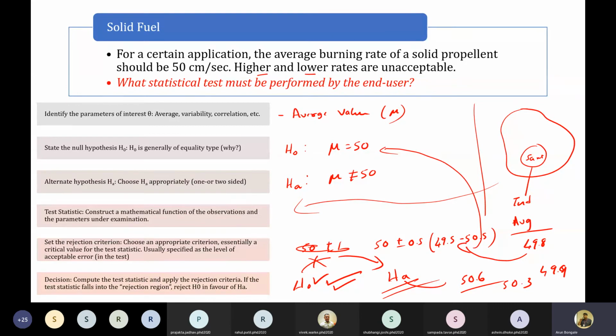The most critical point in this analysis is how you frame the null hypothesis and how you frame the alternate hypothesis. That is the critical part. The rest of the three steps are purely statistical and mathematical calculations, applying some principles and coming to a decision. Okay, so that is the complete procedure.